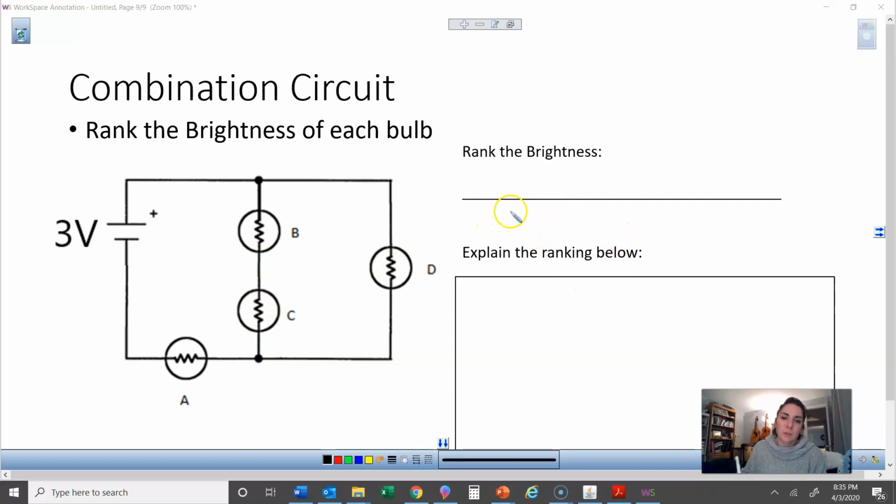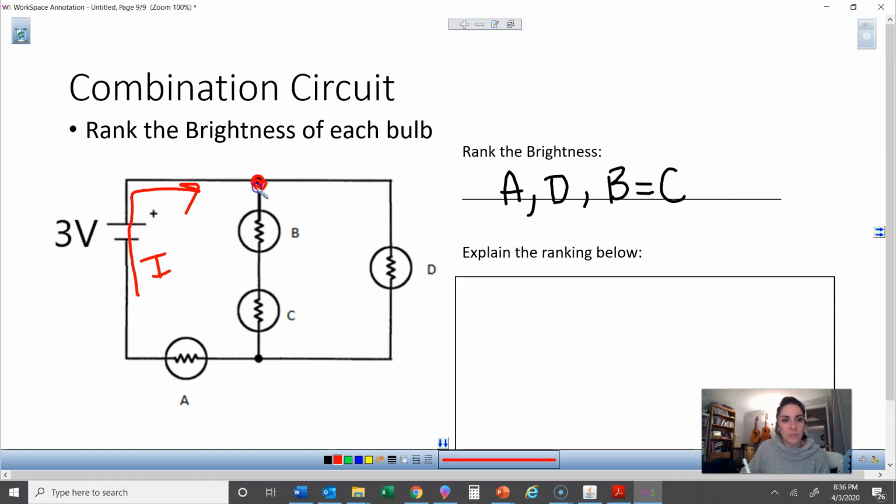So let's say that we took a break and we thought about this. The final answer is the following. With the greatest brightness, it's going to be A, then D, and then B and C are equivalent with the lowest. Now the reason why is because you get the most current near the battery.